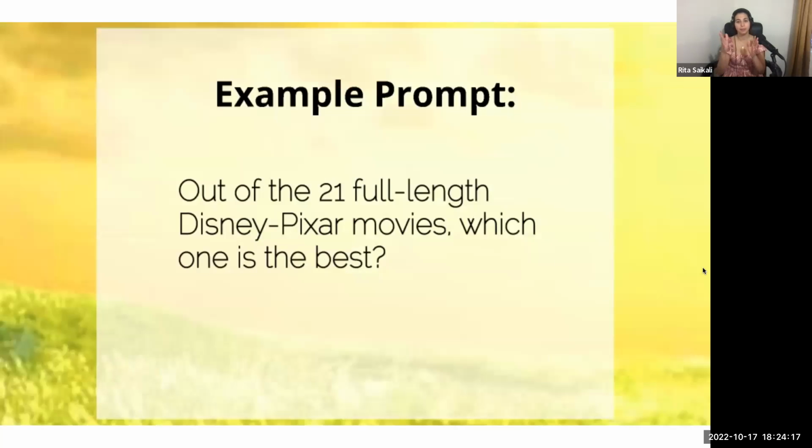Okay. All right. So, example prompt: out of the 21 full-length Disney Pixar movies, which one is the best? Disney, obviously, you guys know who Disney is. Pixar is the animation department, I think, under Disney, or at least they partner with Disney all the time. There are quite a few movies that you've probably seen that you think are really good. So the question in our example is, out of the 21 full-length Disney Pixar movies, which one is the best?